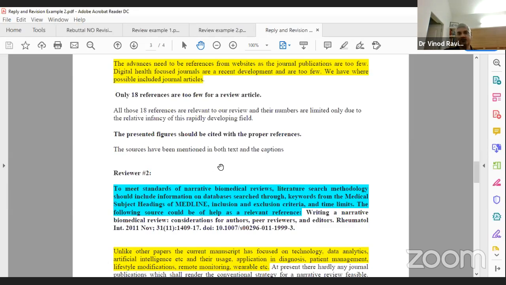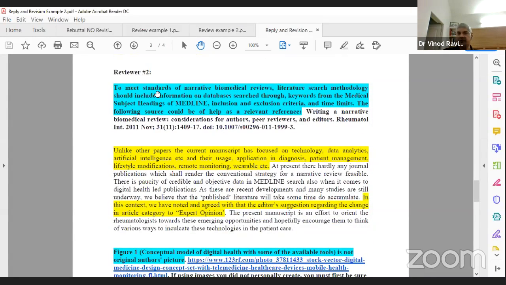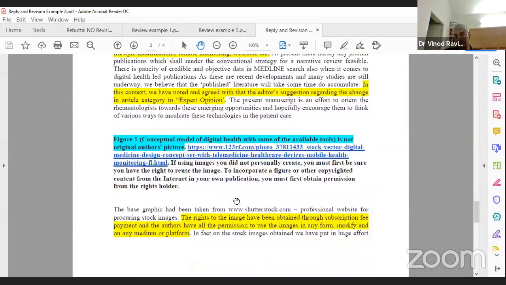Both instances should be supported by your written text. Reviewer 2 said that there are a lot of references. Actually, there are hardly any references from the traditional sources. So we said the evidence is actually only developing as far as digital health is concerned in rheumatology. And that's why it is not surprising that most of the references were from the web sources, because that's where this knowledge is.